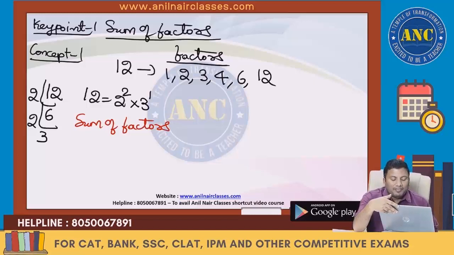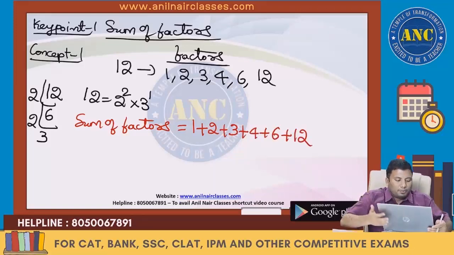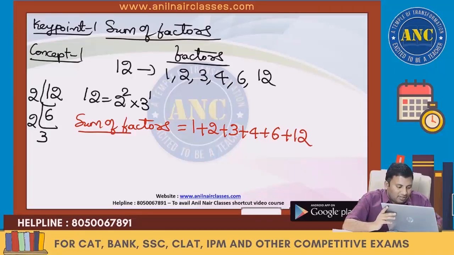if I find it and add it, it is 1 plus 2 plus 3 plus 4 plus 6 plus 12. This is the sum of the factors. But it involves finding these values and then adding.